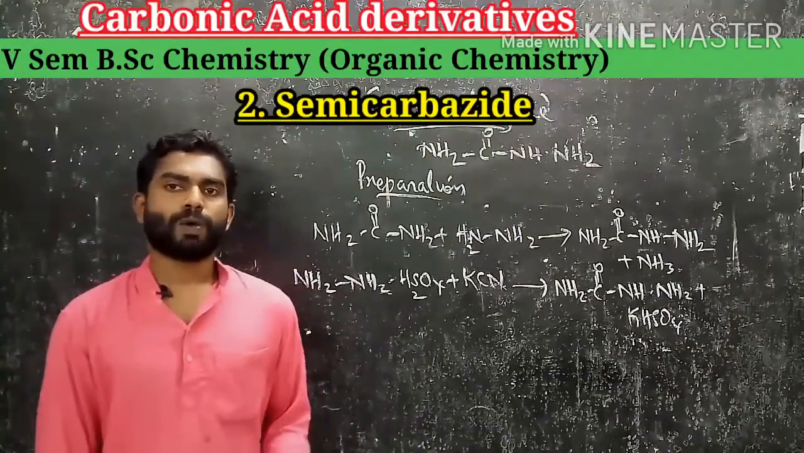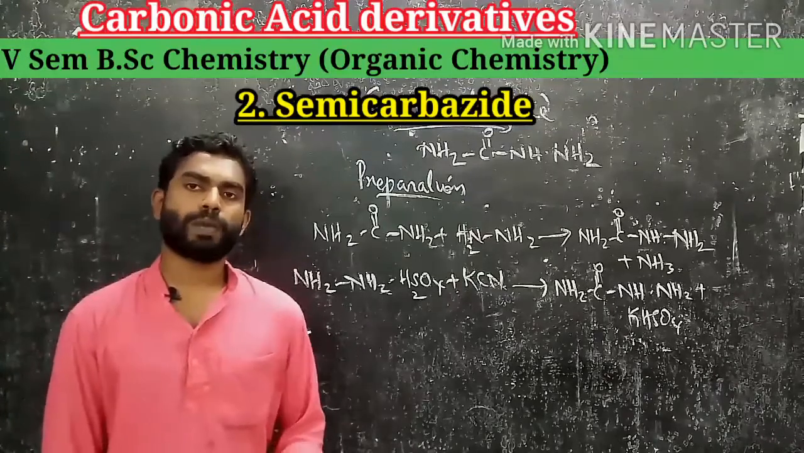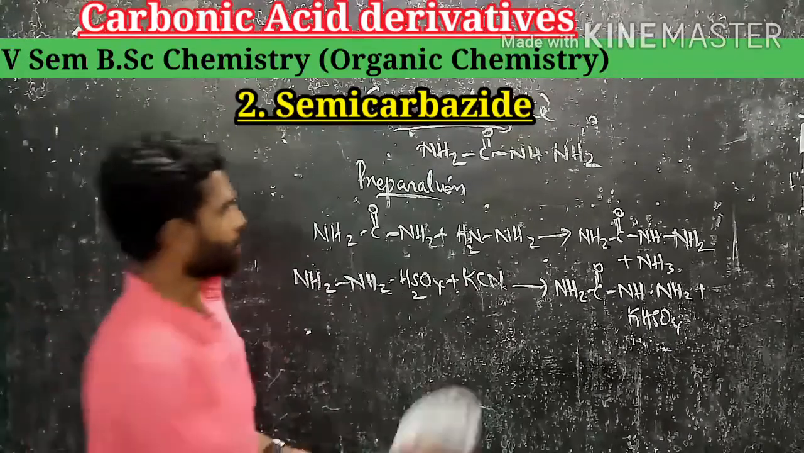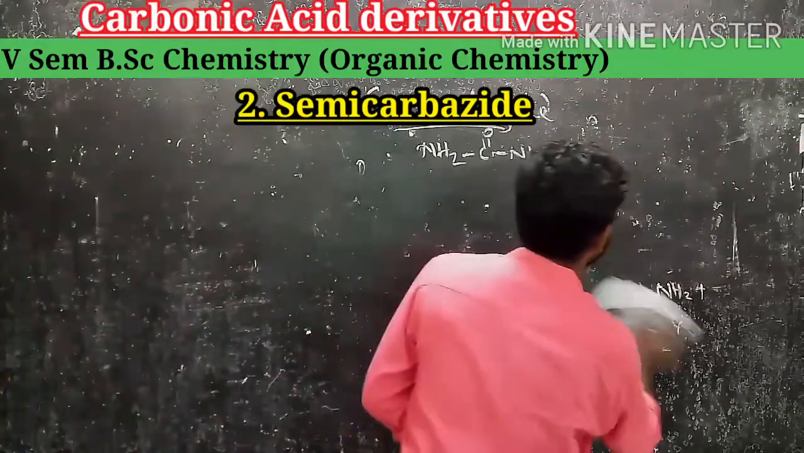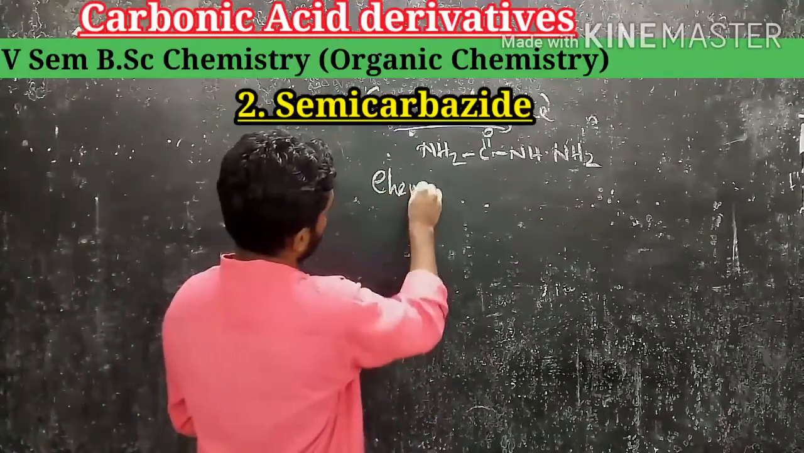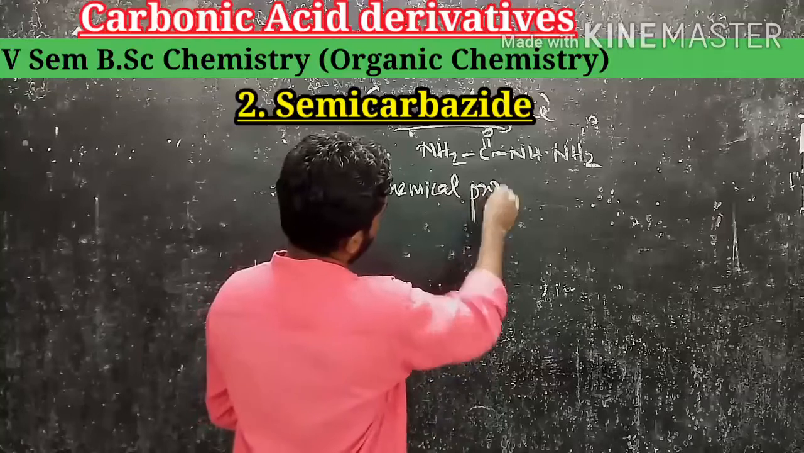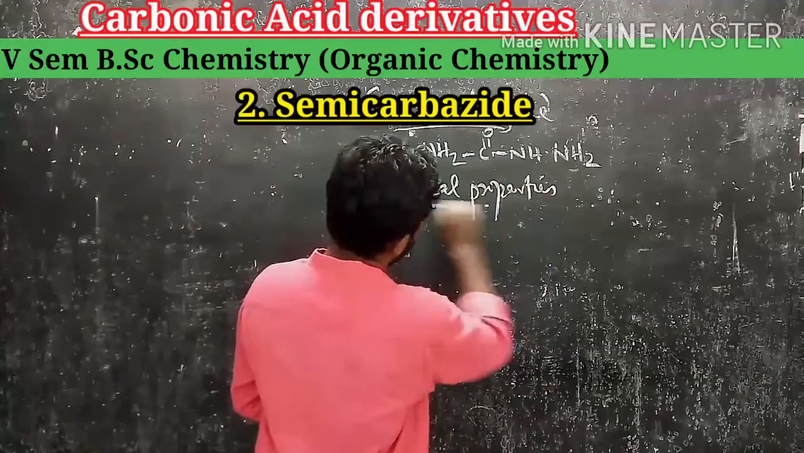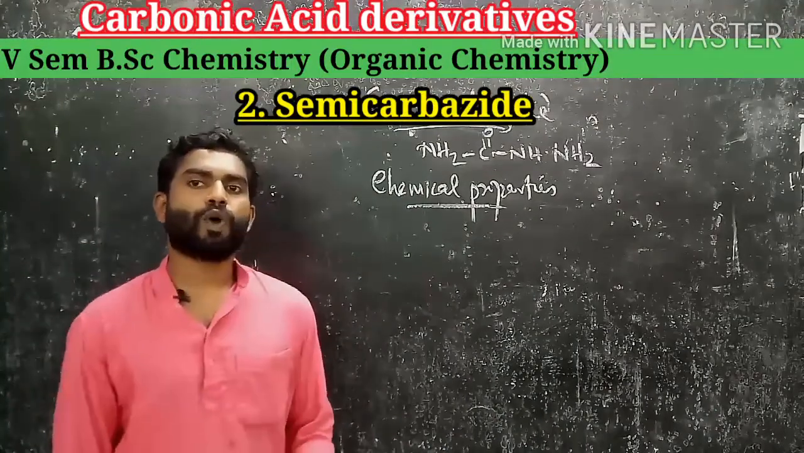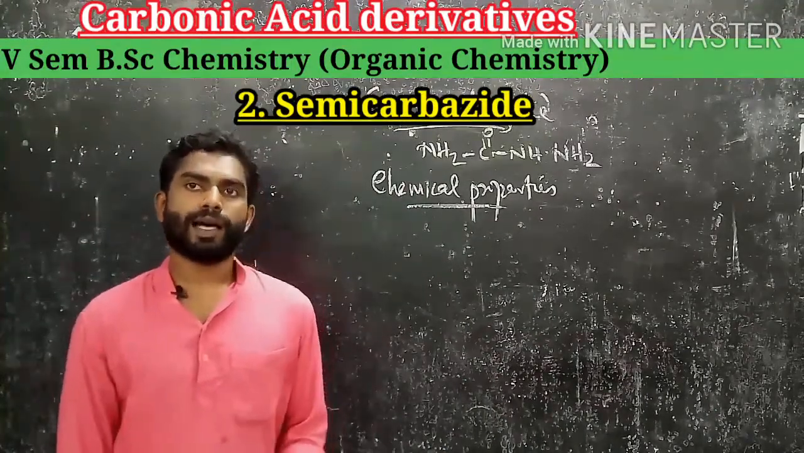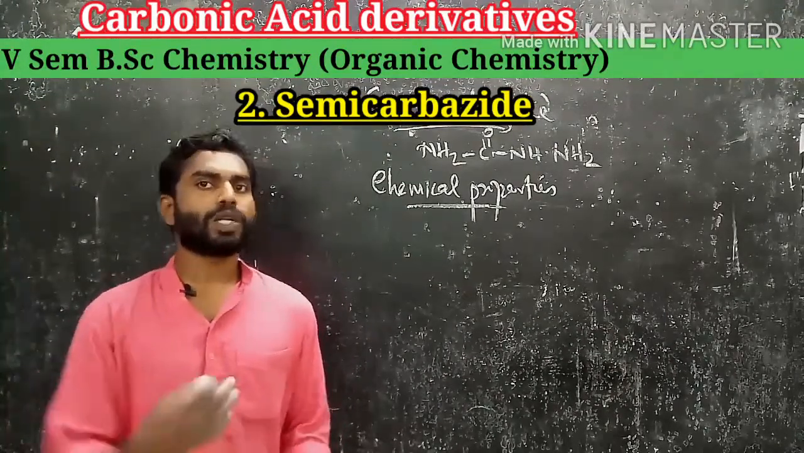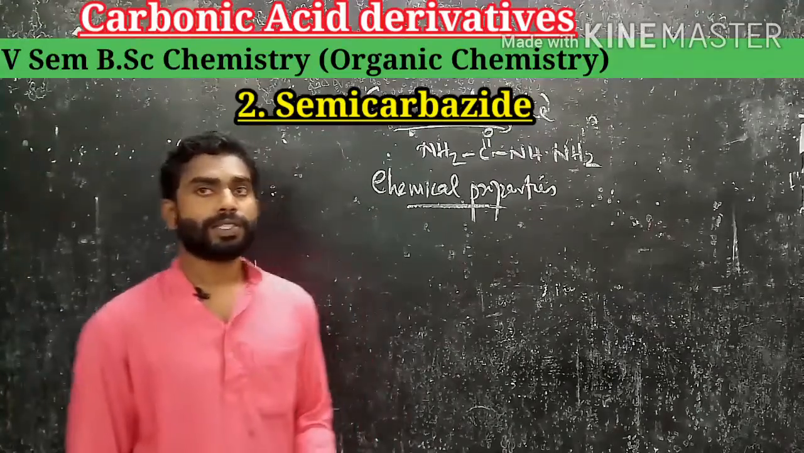Then physical properties. Semicarbazide is a crystalline solid with a melting point of 96 degrees Celsius. Then the chemical properties. Basic nature: semicarbazide forms salts with strong mineral acids. So when a mineral acid is treated with semicarbazide, a salt forms. For example, HCl treatment.